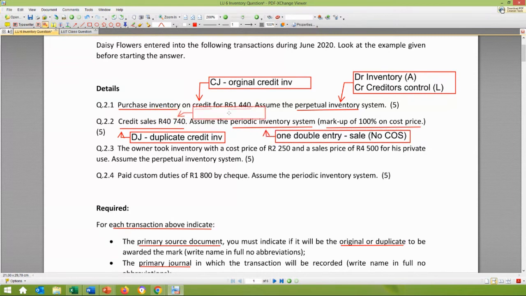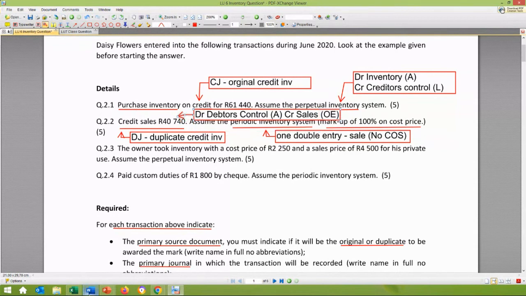Now, if we think about it, we know, okay, credit sales, so that would mean we debit. We don't debit bank because we did not physically receive cash, so it will be debtors control, and we would credit sales as the other side. Now, debtors control is an asset account, whereas sales would affect our owner's equity in a positive manner.